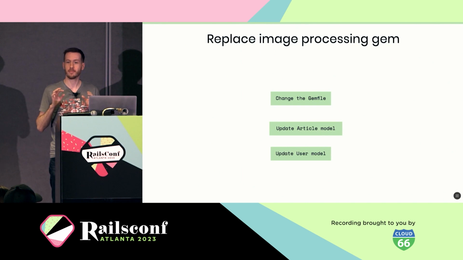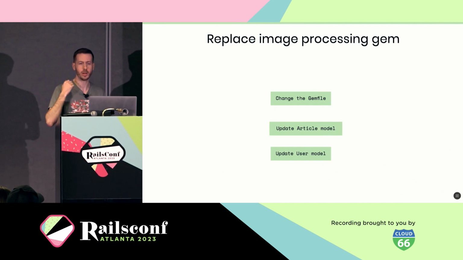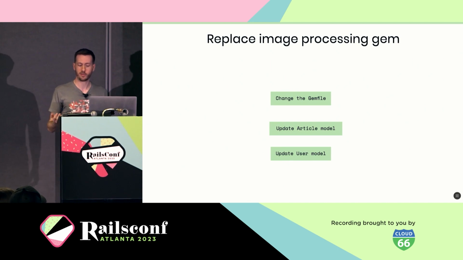Okay, let's look at a more complicated situation. We want to replace an image processing gem. And we've sort of figured out the steps are going to be: 1, we need to change the gem in our Gemfile. 2, we're going to need to update the article model because the new gem has a different API. And then we're going to do the same thing for the user model.